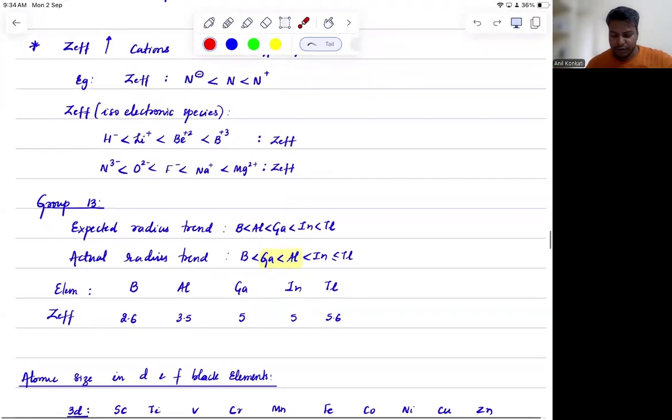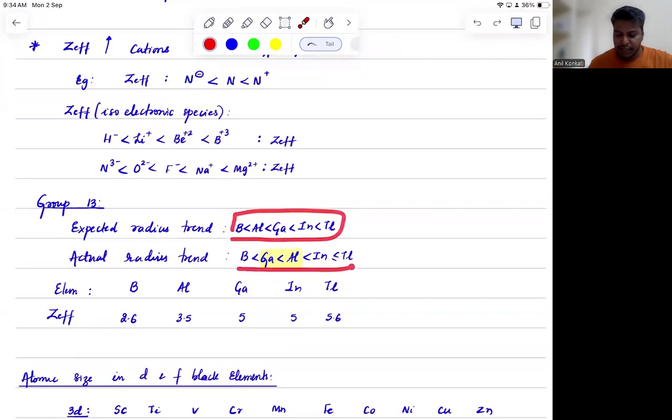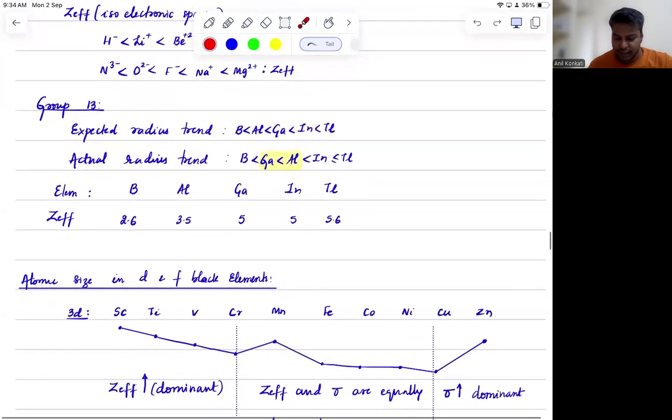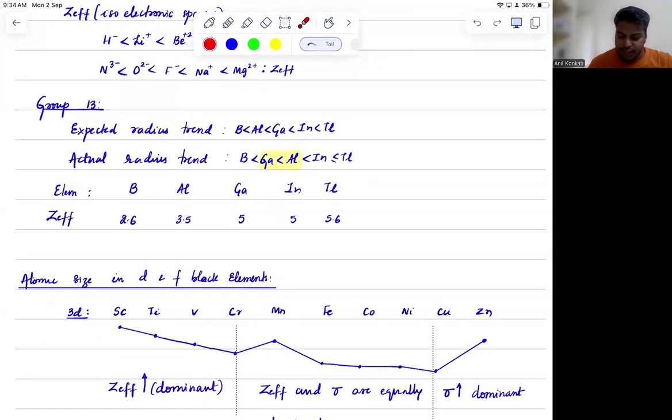Next, group 13. If you notice, the expected radius is this one, but the actual radius is this one. This has to do with multiple factors, which we'll study when we go towards the groups. But you will notice that the trend is not simply increasing; it is not linearly increasing. You can see boron, Z effective is 2.6, then 3.5, 5, 5, and 5.6. This is the Z effective value.